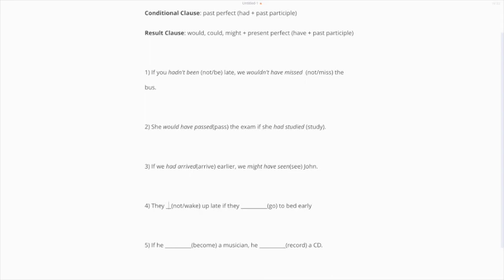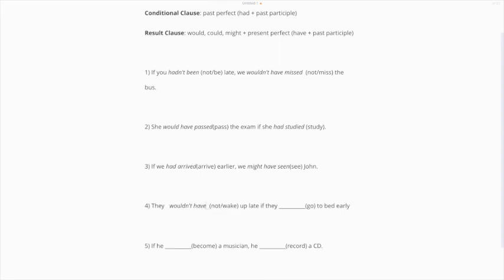Because there's no if at the beginning, that means we're starting with the result clause. So we're going to use either would, could, or might. So let's use the word would. And because it says not, it is indicating that we're using a negative sentence. So we're going to put wouldn't. They wouldn't, and we're going to use now the present perfect. So we're going to start with have.